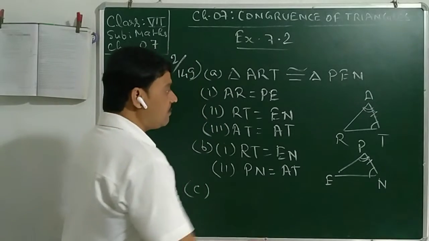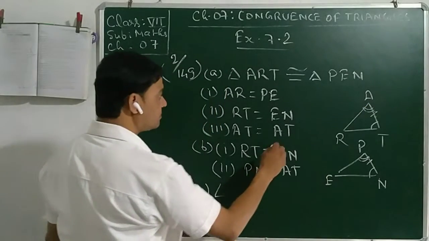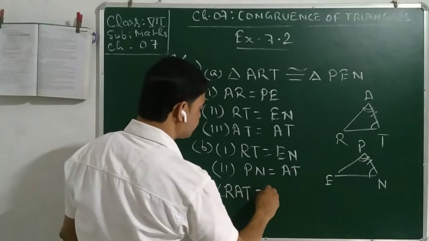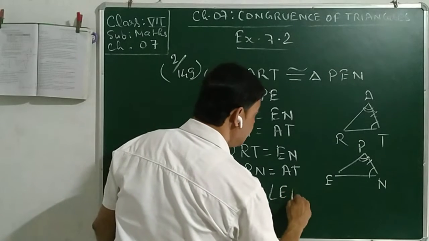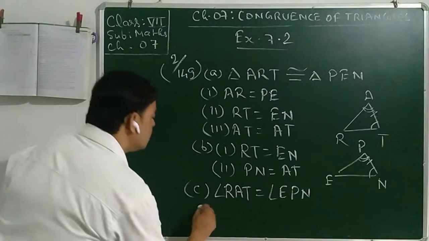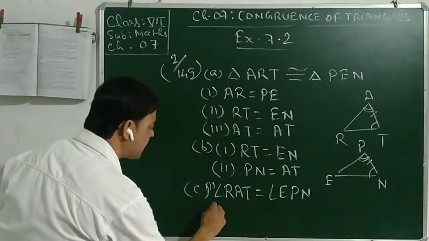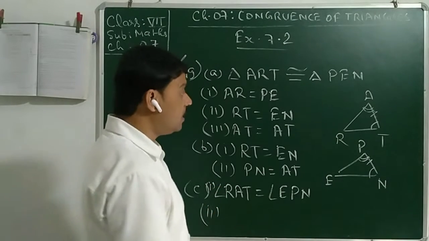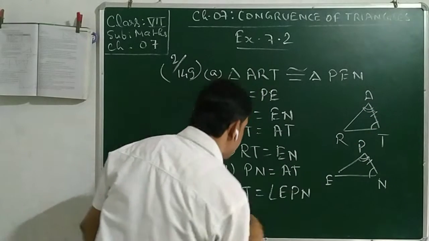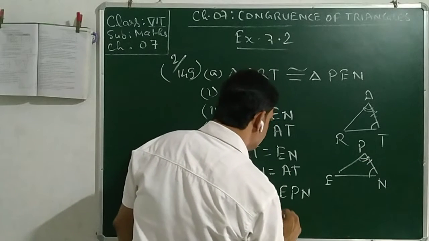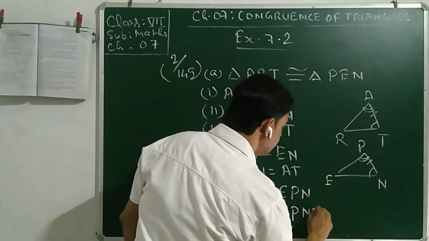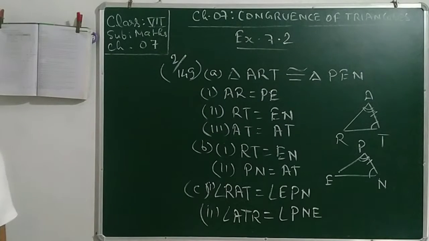So we will write the first condition, that is angle RAT will be equal to angle EPN, and this was the first one. And for the second part, we will write another angle, that is angle ATR. Angle ATR is equal to angle PNE. In this way, we have completed all the correspondence of congruent triangles of sum number 2.